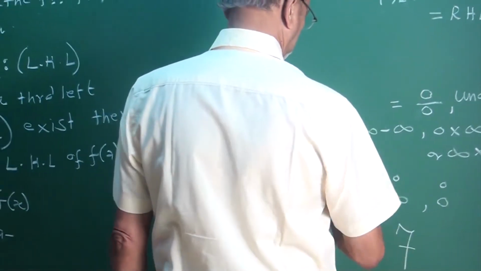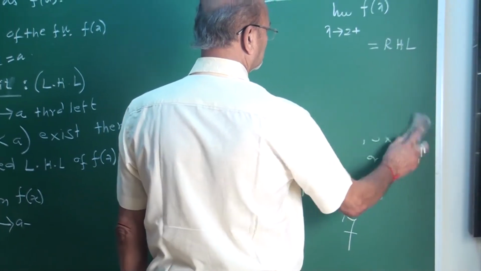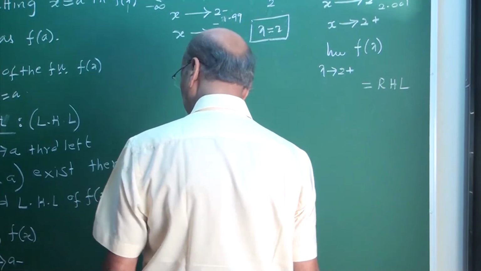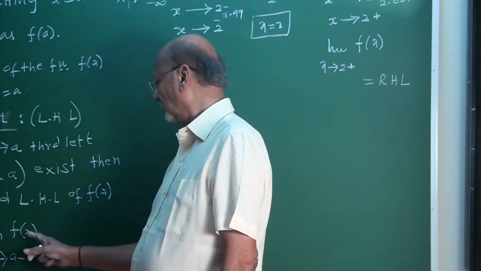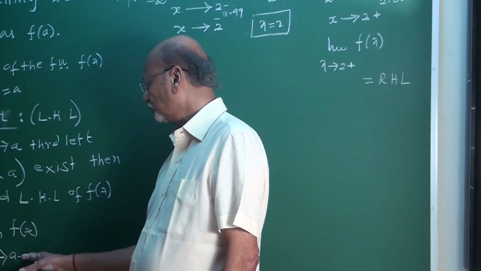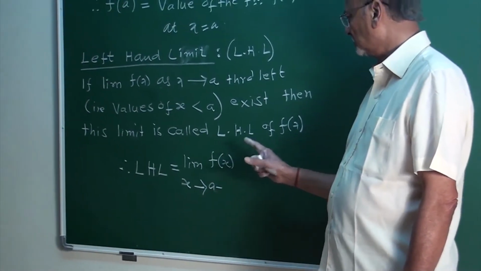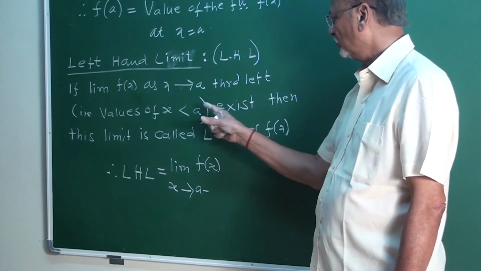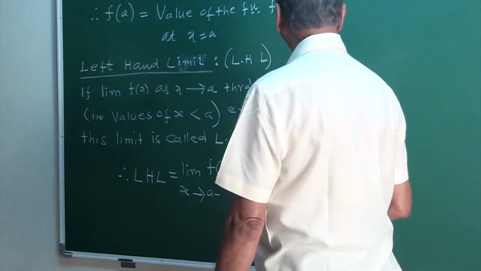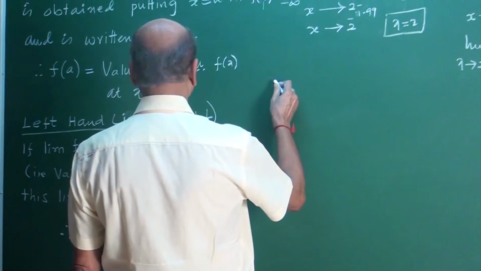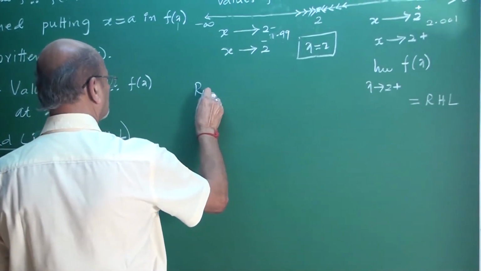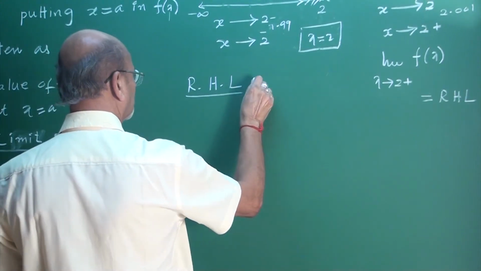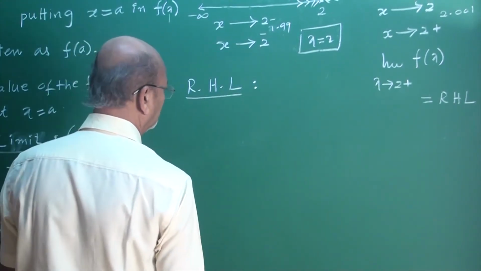Similarly, RHL is the limit of f(x) as x tends to a plus. A plus means what? In that case, x tends to a through the right, values of x greater than a. Therefore, this is the right hand limit, my friends.